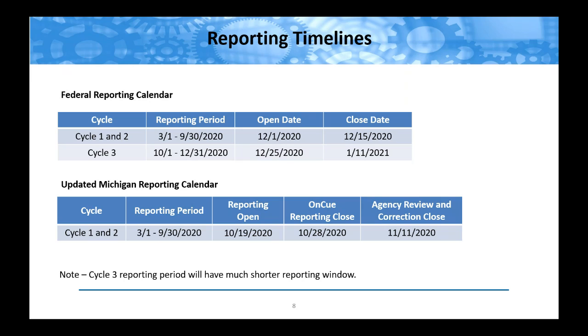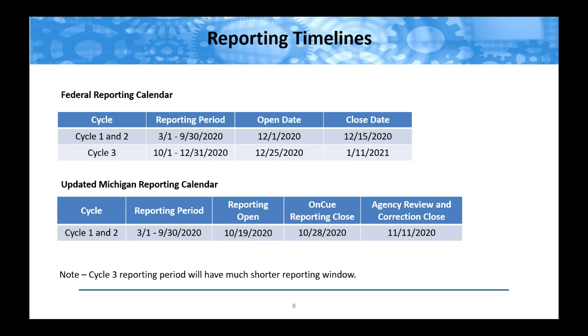One note that I would like to make regarding this calendar and this time frame is cycle 3, which covers the period of October 1 to the end of the calendar year. Our Grant Solutions reporting tool from the Fed side is going to be available starting on Christmas Day. What a lovely opening date for us.